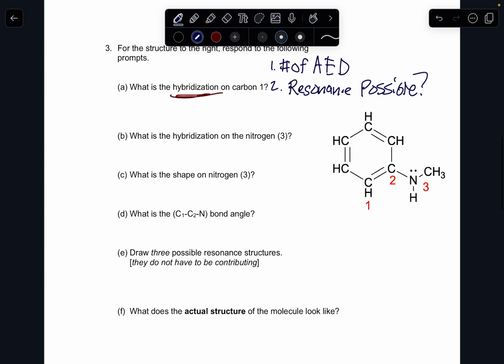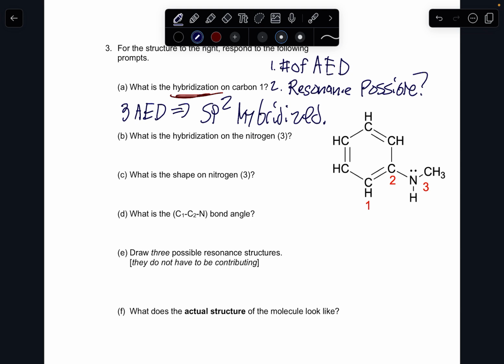In this case, there's no other kind of pushable pairs on this carbon 1, right? So this carbon 1 right here, we have a single bond and we have the double bond and we have this hydrogen here. But there's no other resonance structures we can draw. So basically, we're just going to conclude we have 1, 2, and then 3 areas of electron density. So 3 areas of electron density, that's an sp2 hybridized carbon.